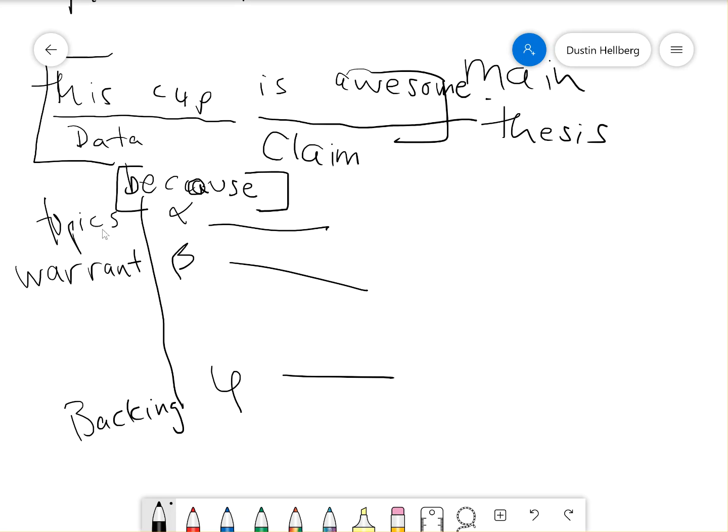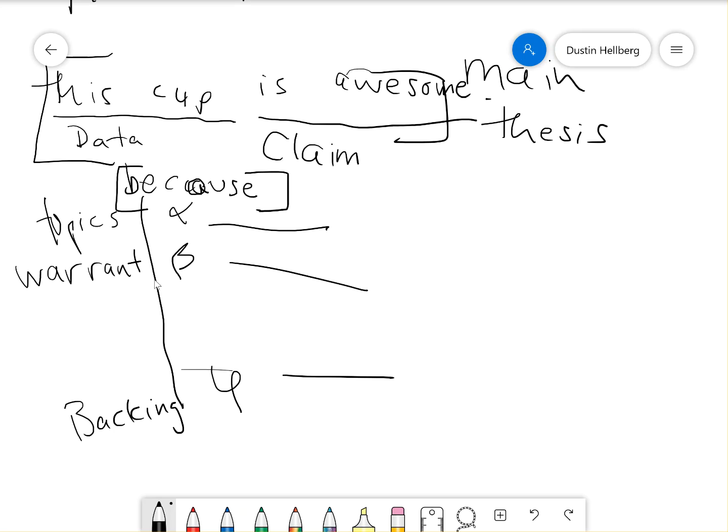So this whole structure, the data, claim, warrant, and backing, the topics, this is what I am going to constantly draw upon throughout the course. If you can learn this basic little structure, you can outline any idea for any class that you're ever going to take. And you can also analyze other people's thesis statements very, very quickly and very, very easily.